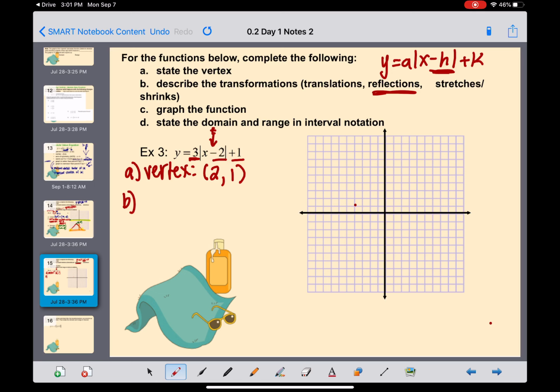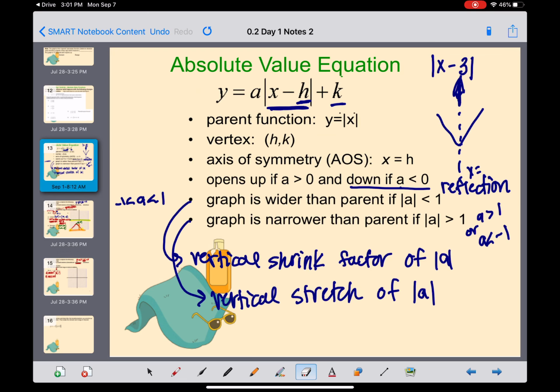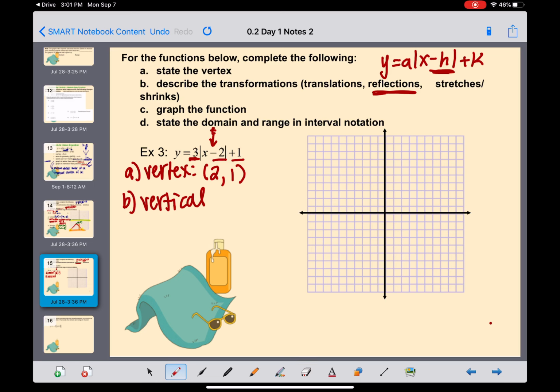Since my A value is a 3, that means I am going to have a vertical stretch or shrink. Now to remember, if we look back over here, vertical stretch happens when the A is greater than 1 or less than -1. And it's wider if the absolute value of A is less than 1. So it's a vertical stretch of 3 because my A value is 3 and 3 is greater than 1. So that's why it's a stretch.